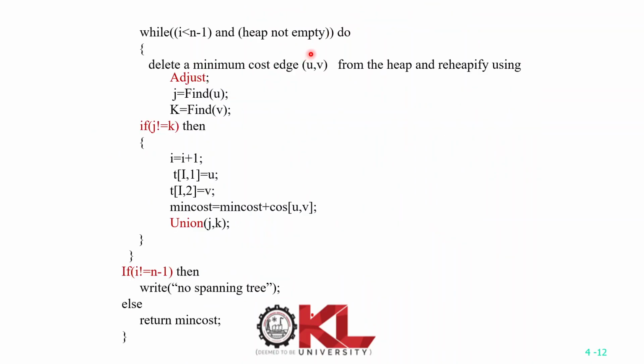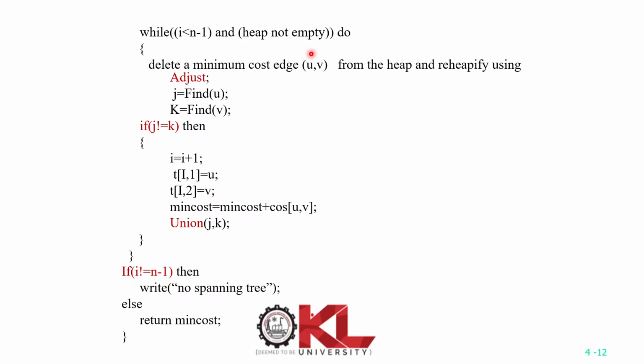j is equal to find u, k is equal to find v. So if j not equal to k, in the sense that j equal to k, we need to consider either j or k. If j not equal to k, this is just for the purpose of recursion. So i is equal to i plus 1, we are incrementing i. So t of i comma 1 is equal to u, min cost is equal to min cost plus cost of u comma v, union of j k.